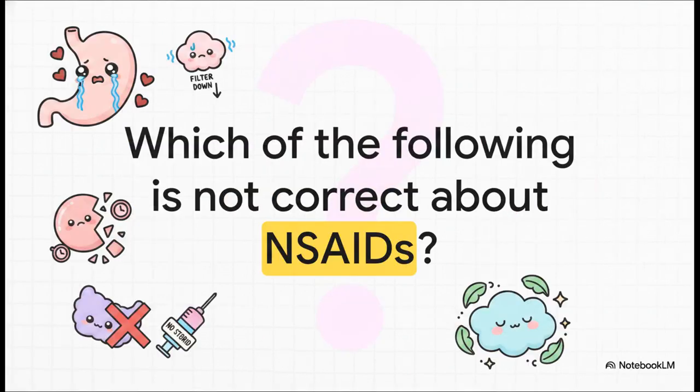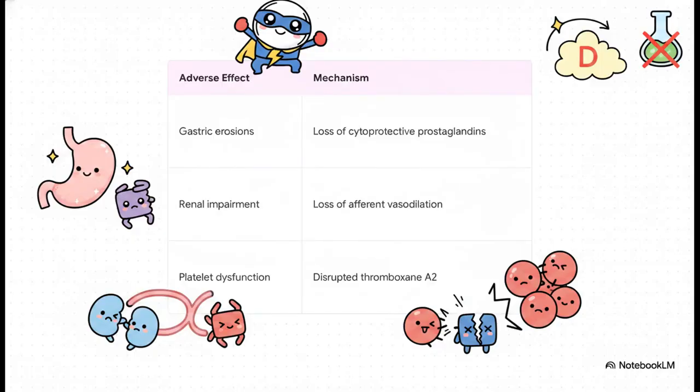Question 48 asks us to identify the incorrect statement regarding NSAIDs. Is it related to gastric erosions, a decrease in renal function, a decrease in platelet function, steroid synthesis, or decreasing the inflammatory response? The correct answer is D, steroid synthesis. NSAIDs block cyclooxygenase, or COX enzymes. They literally have absolutely nothing to do with steroid synthesis.